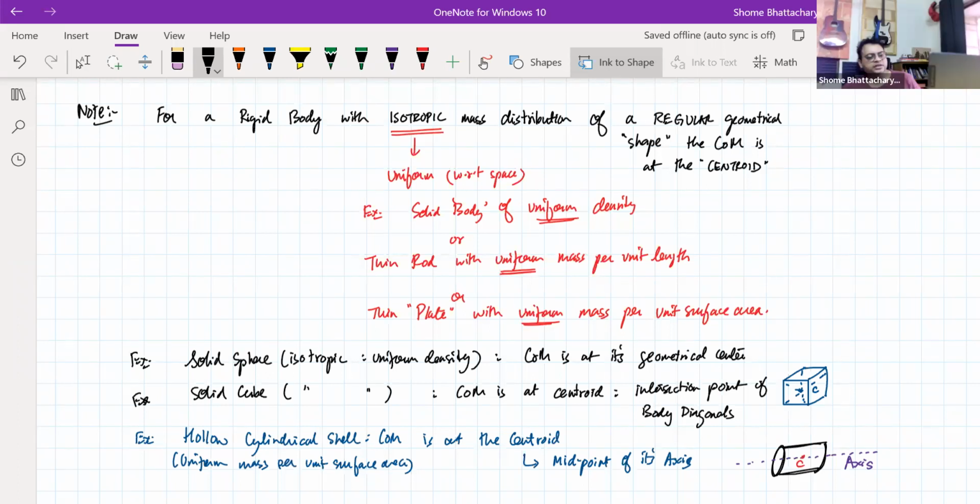So if it is a regular geometrical shape whose centroid we know geometrically itself, then it's easy to calculate the position of the center of mass like this. But if it is not such a regular shape, like even something like a hemisphere, whose centroid we don't know geometrically how to calculate, because it's not a symmetrical shape in that sense, then we need to use the integration method to find the position of center of mass.